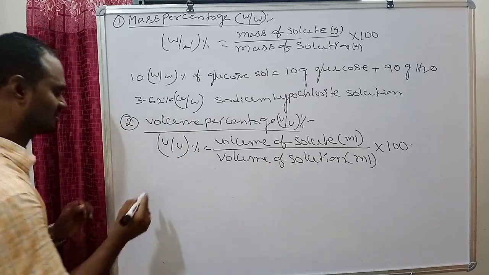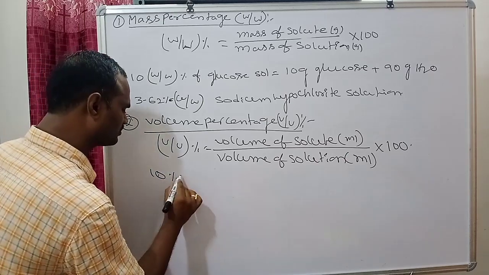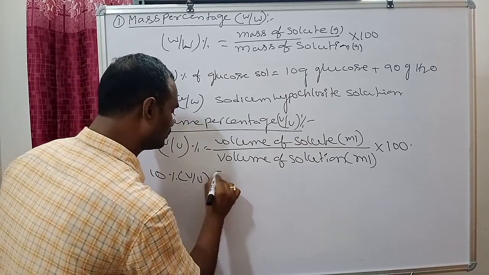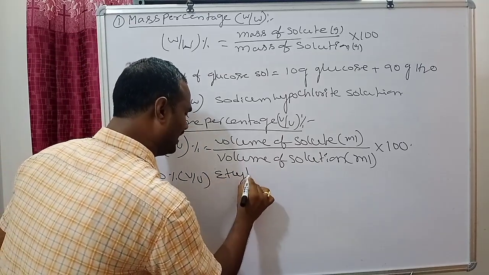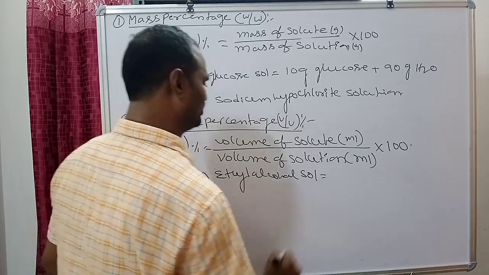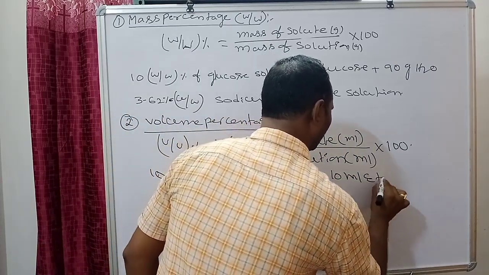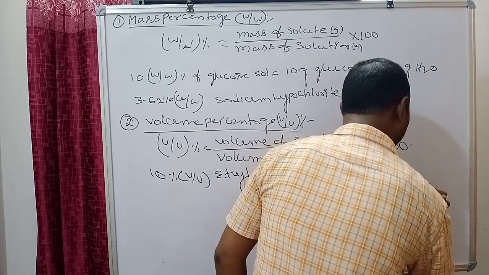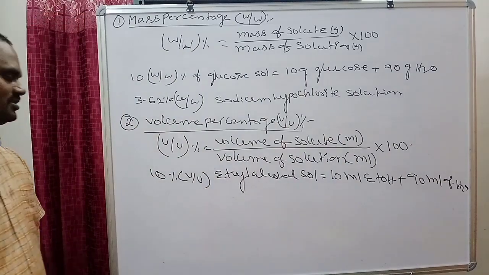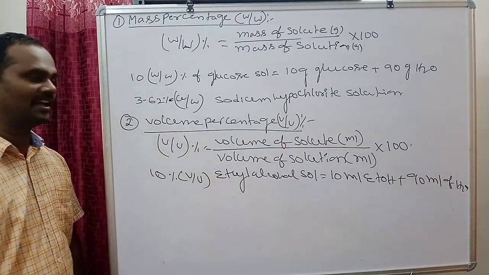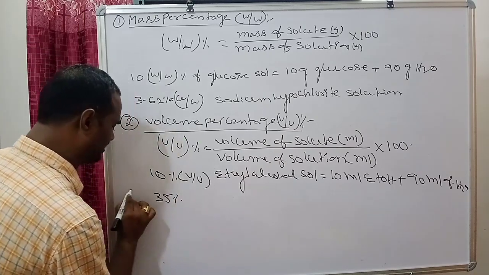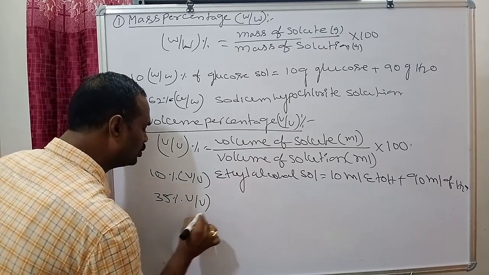Example, here is 10 volume percent ethyl alcohol solution. What is this meaning? 10 ml of ethyl alcohol combined with 90 ml of water. This is what we call 10 volume percent ethyl alcohol solution. One more, 35 volume percentage is another example.